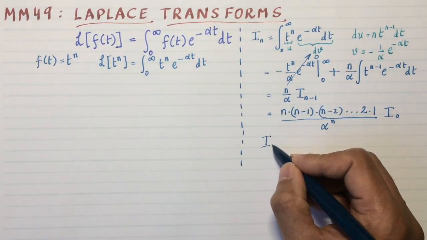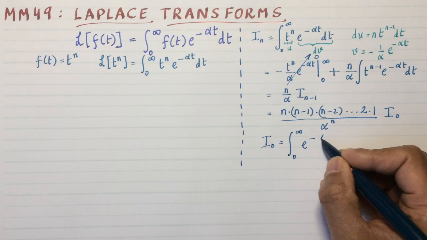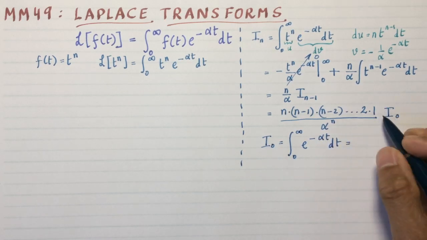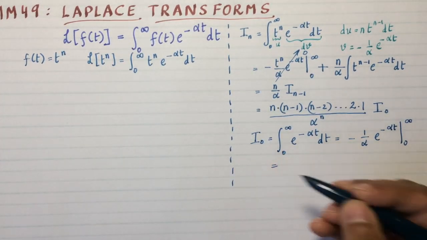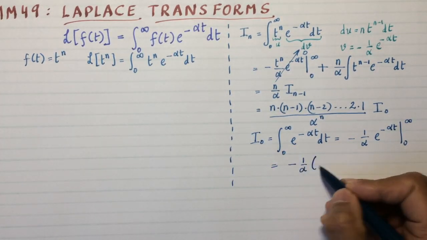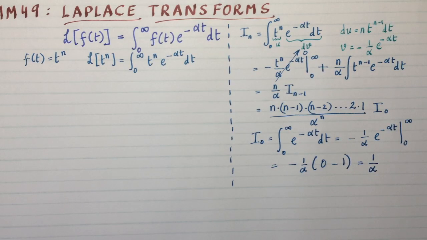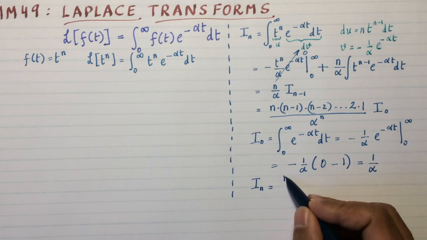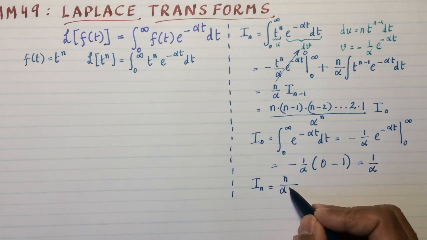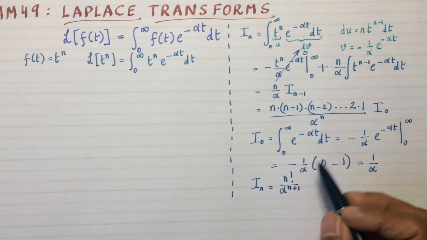Now all I need to do is do an honest integral, which is I naught, and that's easy to do because t to the power 0 is 1, and that's just e to the minus alpha t dt, which is negative 1 over alpha e to the minus alpha t. At infinity, this vanishes, so I get negative 1 over alpha times 0, and at 0 it's just 1. So this integral is just 1 over alpha. So if I put everything together, I get I sub n equals n factorial over alpha to the power n plus 1, because n times n minus 1 times n minus 2 and so on is called n factorial.